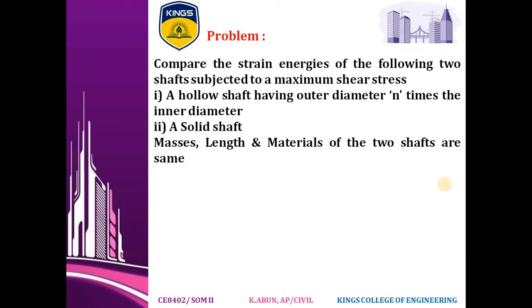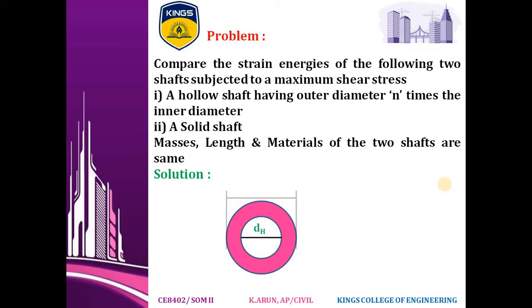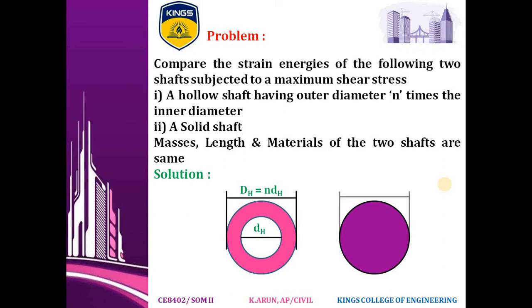So now we are going to compare the strain energies of two shafts. One is a hollow shaft, another one is a solid shaft. While mentioning the hollow shaft, they have given one condition, like the outer diameter is n times the inner diameter. So now we are going to draw the diagram for better understanding. So this is the hollow shaft. It is the inner diameter small dh, and next one is the outer diameter. So outer diameter capital DH will be equal to n times the inner diameter. The next one is a solid shaft. The solid shaft diameter will be mentioned as capital DS.